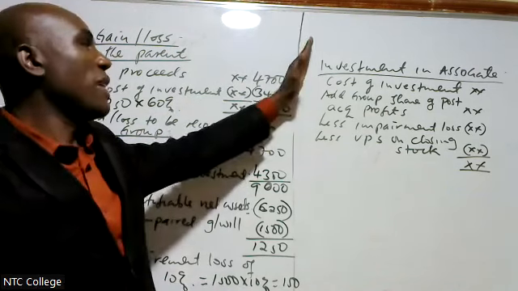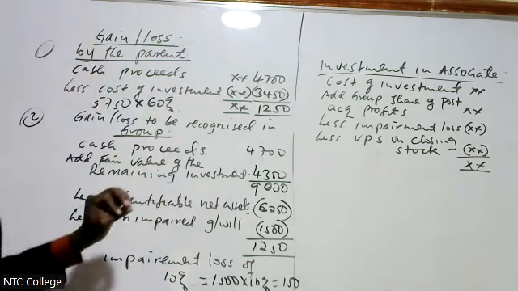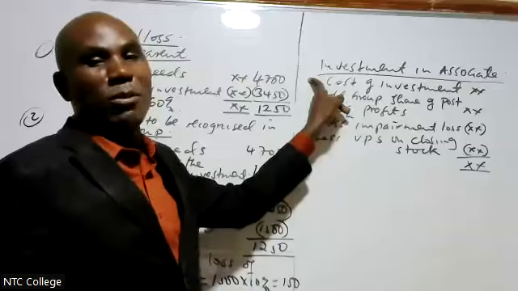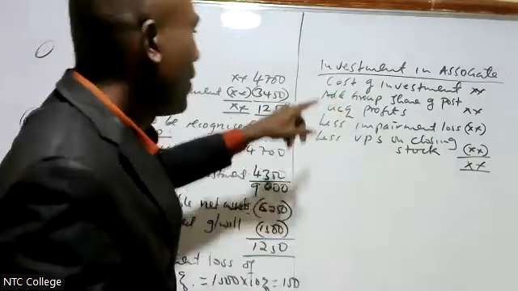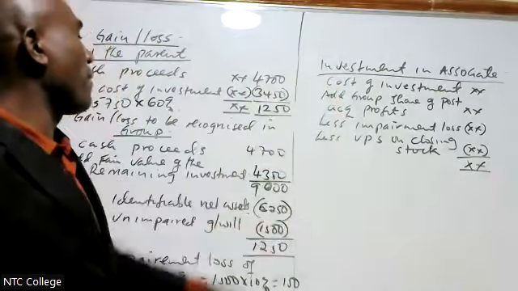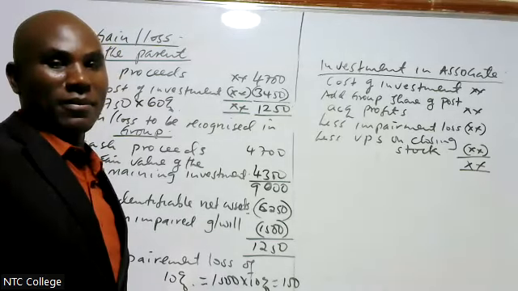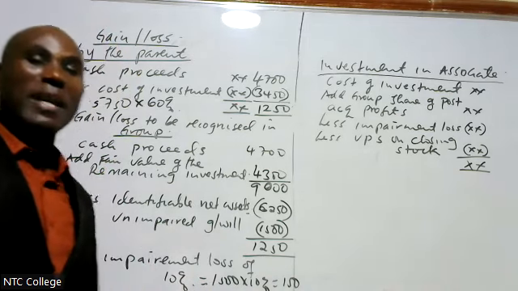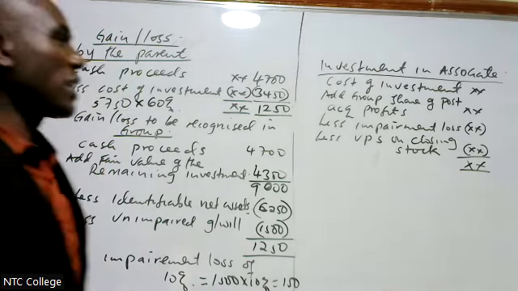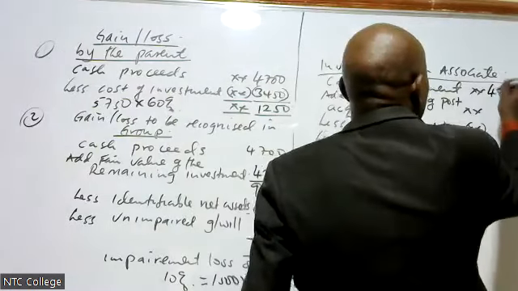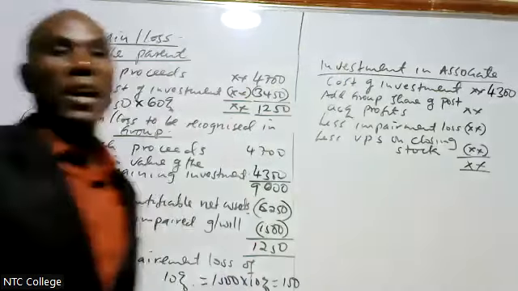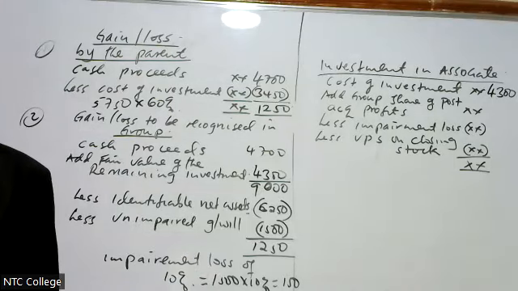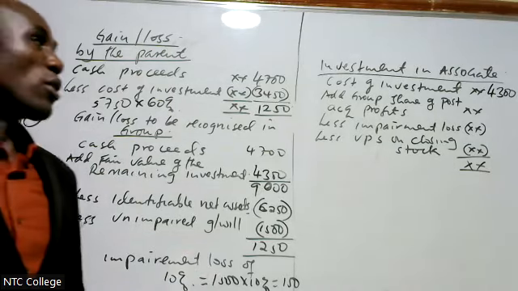Now, investment in associate. We are going to take the cost of investment. Listen very carefully here. The cost of investment is the fair value of the remaining investment, which is 43. Therefore, in that associate, we are going to recognize that as our cost of investment.